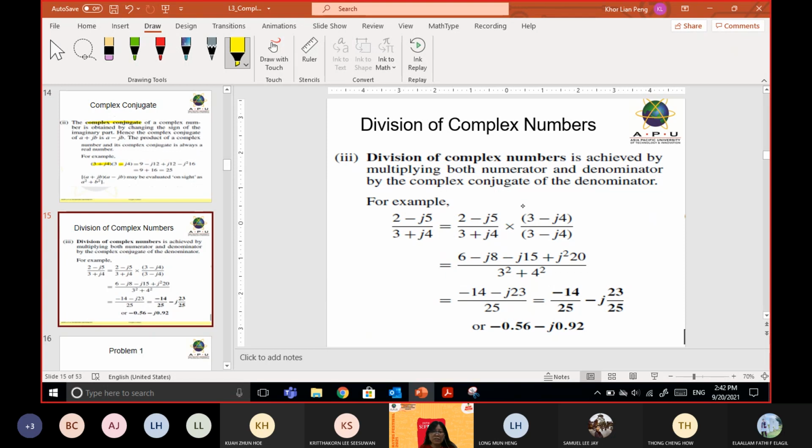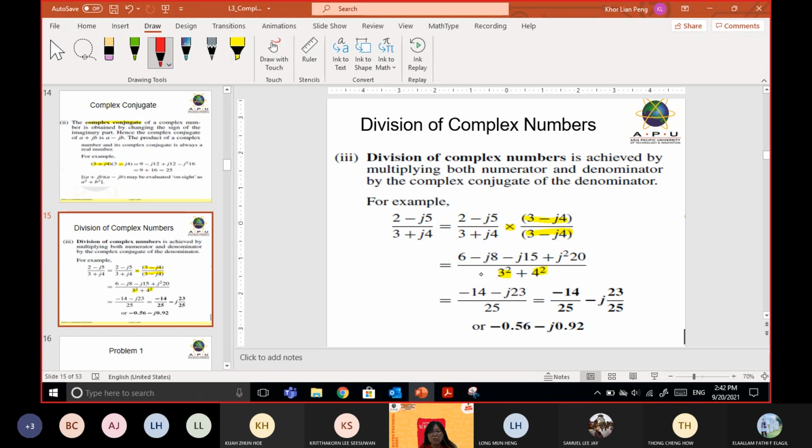For the division of complex numbers, you multiply by the complex conjugate. At the top, you just expand it as usual. At the bottom, remember, if you already understand how to do it, you can directly take the square of the 3 and the square of the 4.